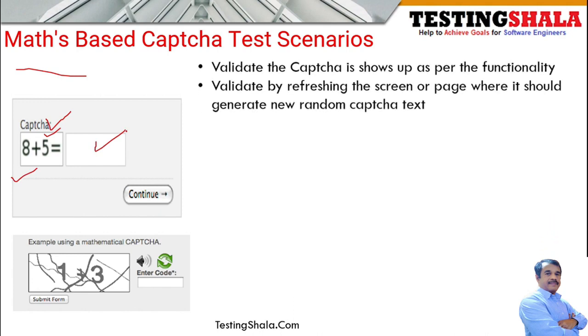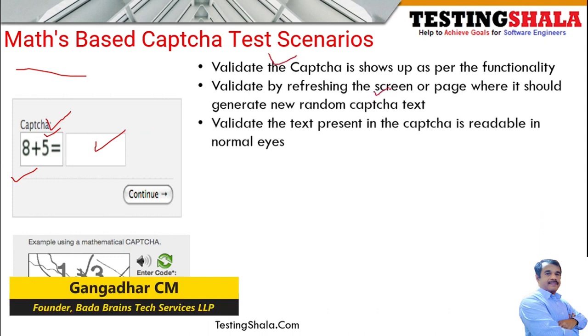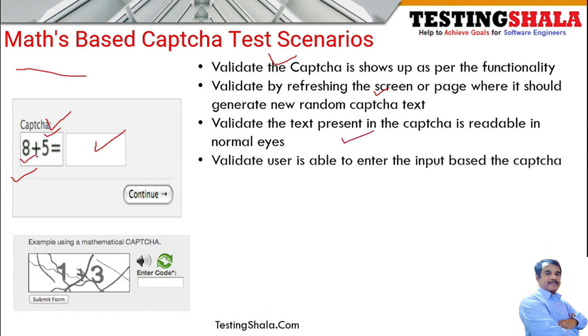One is, by default, the Captcha should display. Then again, the refreshing, as we discussed earlier: whenever we do a refresh, your Captcha should display a different random Captcha, and all the values coming here should be readable to normal eyes, and the user should be able to enter text in this field. What are the various test cases which we can write for a text field? You can refer to my other video where I have given detailed test scenarios for the text field.